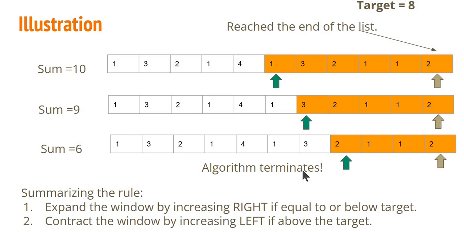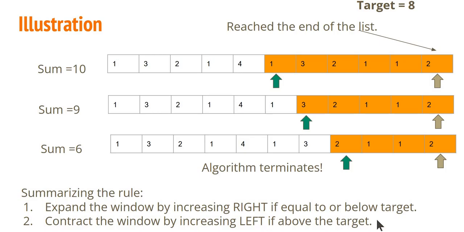In fact, this is where I'll terminate, because now think about it, there is no way to go. If I were to go further right with the left pointer, I am only going to reduce the sum, and obviously there's no point in going back because I have already tested this. So again, summarizing the rule here: expand the window by increasing the right pointer if you are equal to the target or below the target. On the other hand, contract the window by increasing the left if we are above the target.